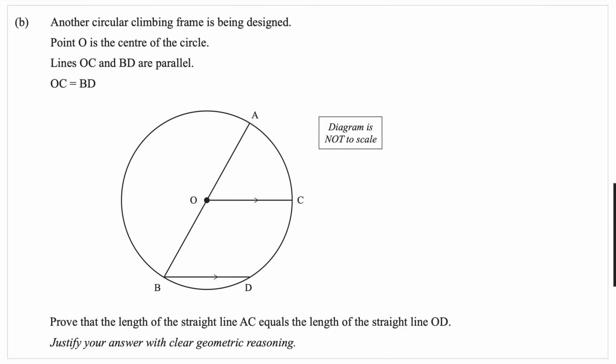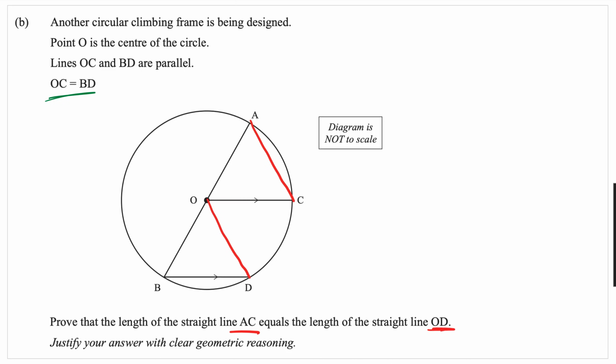All right, so in this question, what we have is point O is the center of the circle. OC and BD are parallel. OC, which is that, and BD are also the same distance, because that's what it says here. OC and BD are the same distance. Now it says prove that the length of the straight line AC, so that's this line here, equals the length of the straight line OD. So that's what we're trying to prove there.